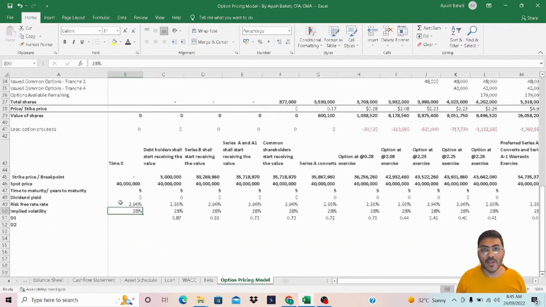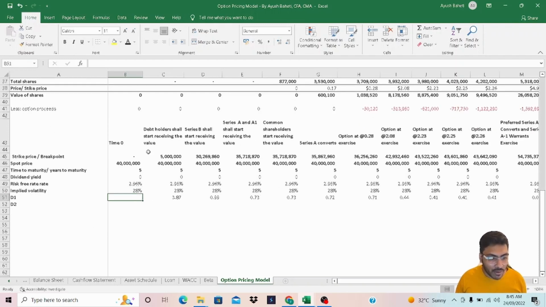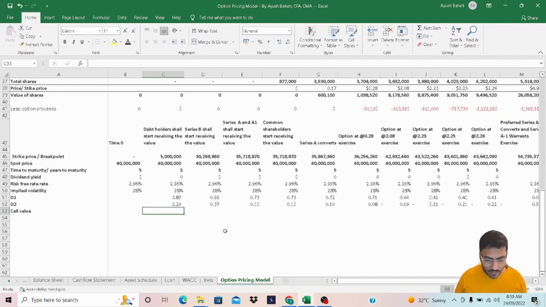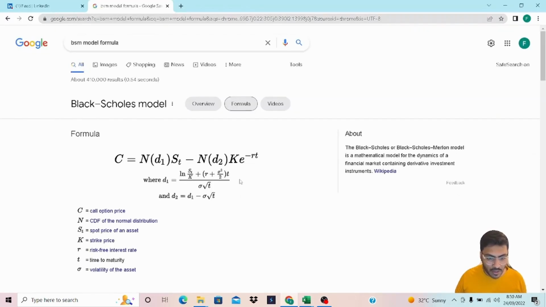In derivatives at time 0, the value of the derivative is always the value of the spot price. So we don't need to calculate D1 for time 0. And now to calculate D2, the formula is D1 minus the volatility multiplied by the square root of theta. Okay, let's calculate the value of call option based on this formula.